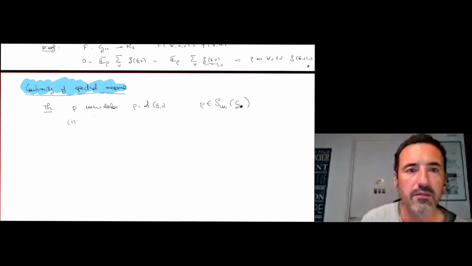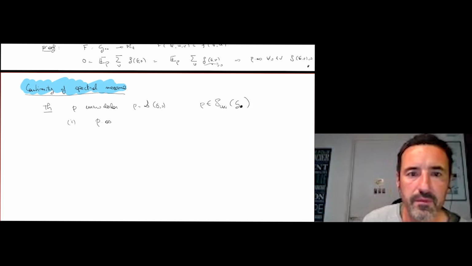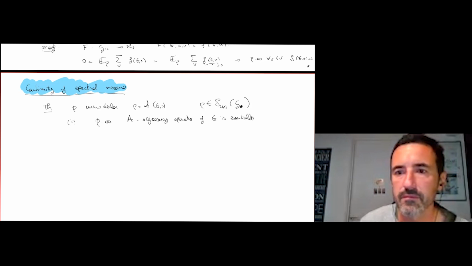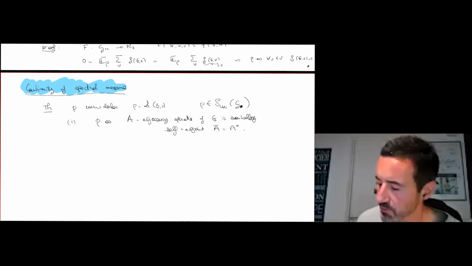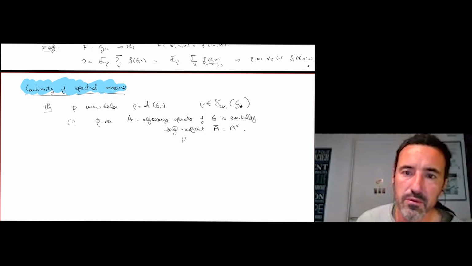So if rho is unimodular, then rho-almost surely the adjacency operator A of G is essentially self-adjoint, which means that the closure of A is equal to its dual, almost surely. In particular, mu rho is well defined.